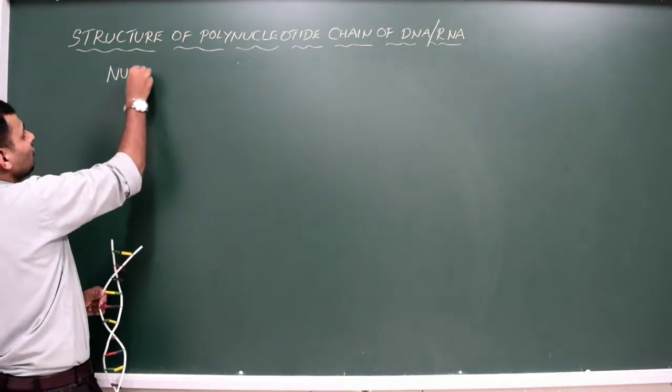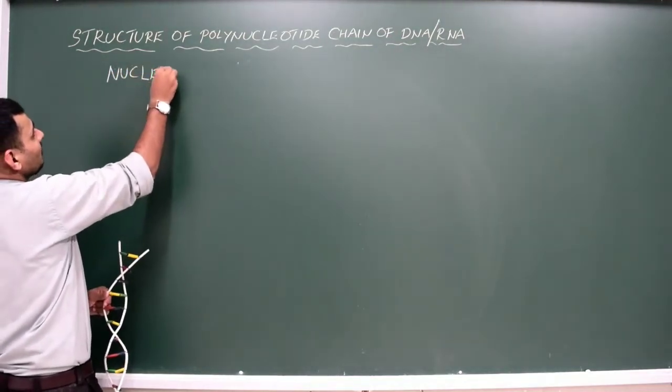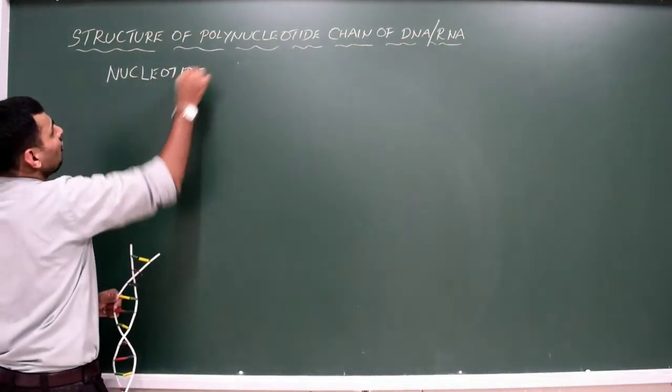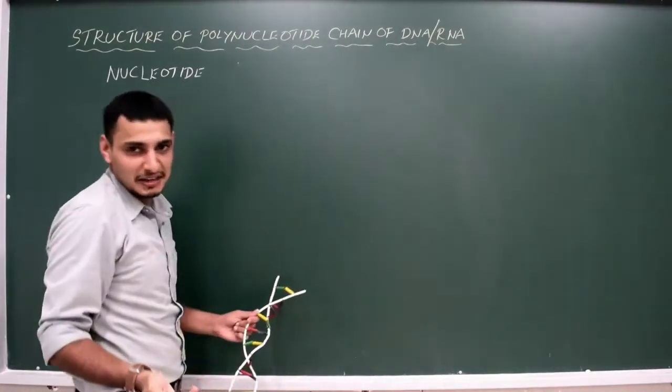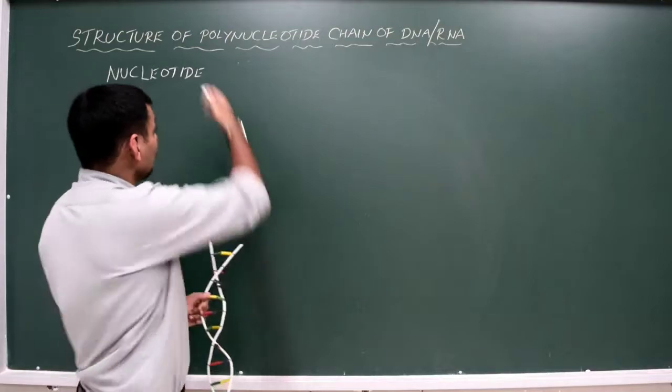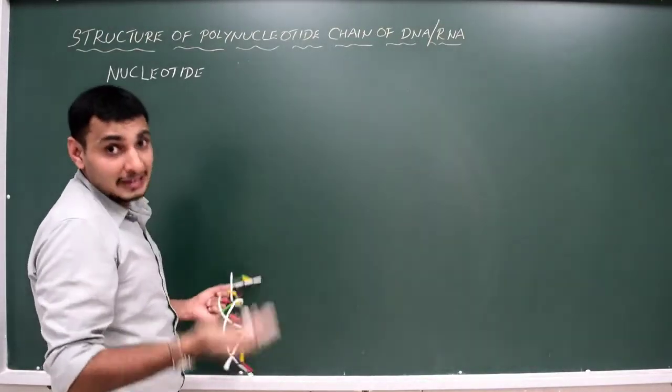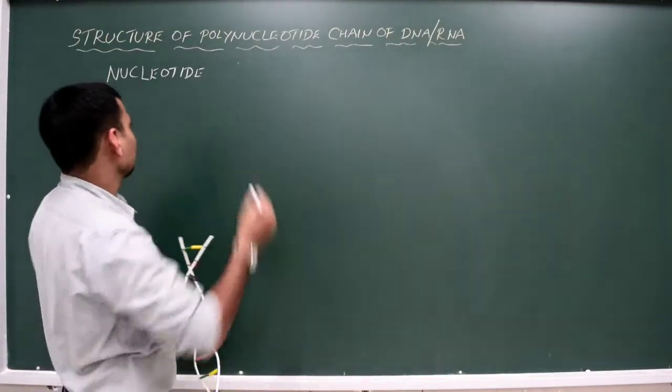You may get this question for 1 mark. Name the basic unit of polynucleotide chain. The answer is here itself. That is the nucleotide. Done. No need of thinking. Poly means many. Many nucleotides finally make a polynucleotide.